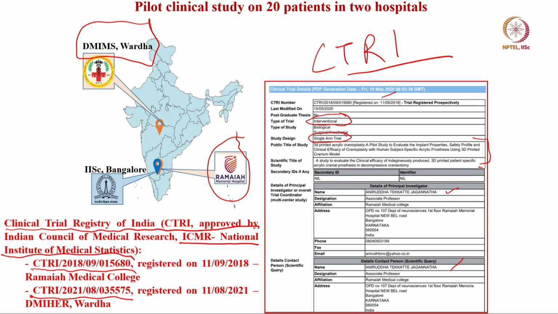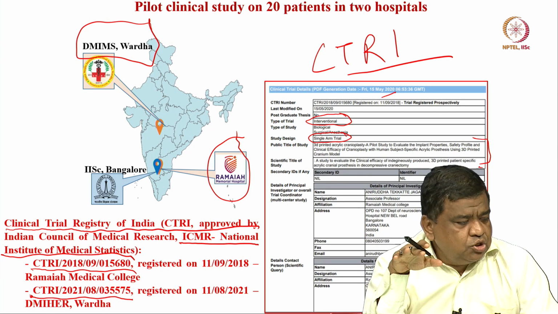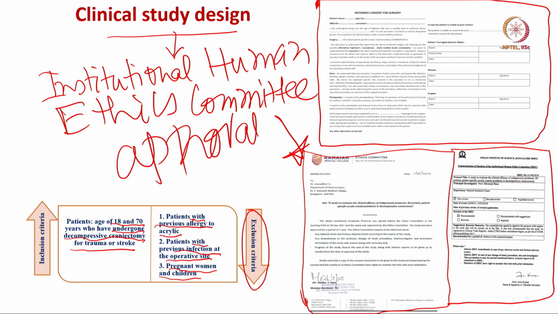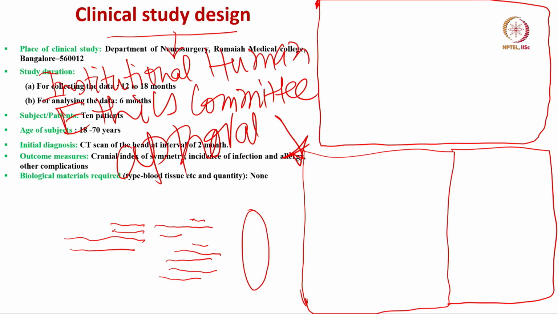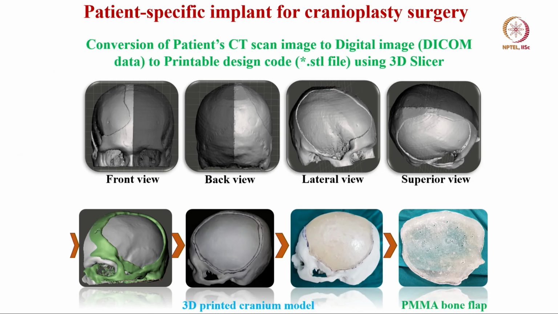Once the clinical study is over, we have to again report the clinical study outcomes in the Clinical Trial Registry of India, and then the entire study is completed. So, these are the ethical approaches that one must follow while conducting a clinical study in India. This is the inclusion and exclusion criteria that I have mentioned.